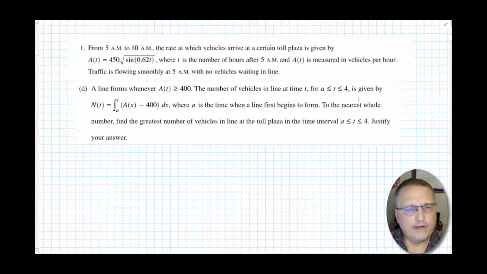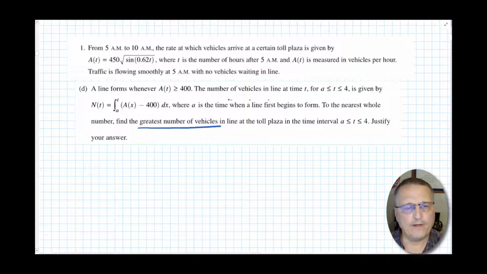Part D. A line forms whenever A of t is greater than or equal to 400. The number of vehicles in line at time t, for t greater than or equal to a up to 4, is given by another function N of t, which is the integral from a to t of A of x minus 400 dx, where a is the time when a line first begins to form. To the nearest whole number, find the greatest number of vehicles in line at the toll plaza in the time interval a to 4. Justify your answer.